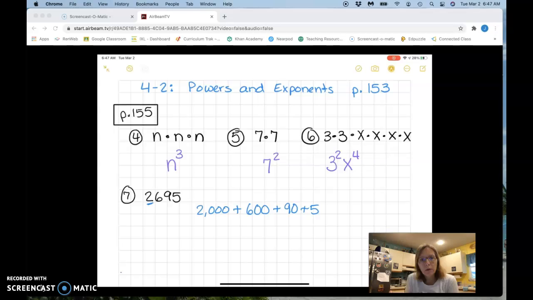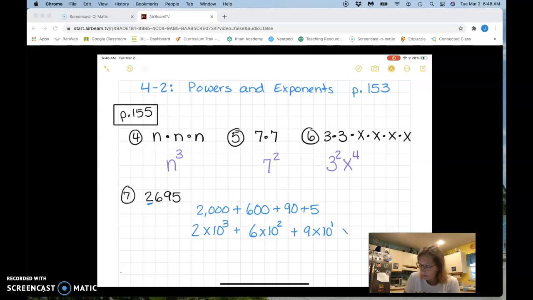Now I can write it with those exponents. So take whatever number is on the front, so 2 times 10, and then remember how many zeros there are determines the exponent. On 2,000 there's 3 zeros, so it's going to be to the third power. 6 times 10, there's 2 zeros on 600, so that'll be to the second power. 9 times 10, there's only 1 zero.